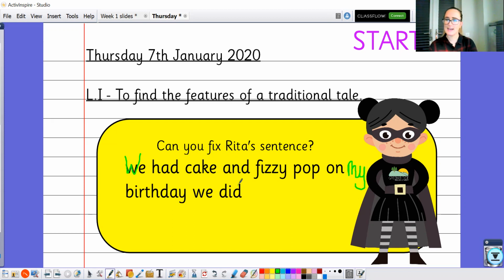Do I need the we did at the end? Probably not. It's probably extra information, extra words that I don't necessarily need. We had cake and fizzy pop on my birthday. And then, of course, the sentence has to end in a full stop. So well done if you managed to reword that sentence and add in the missing punctuation.